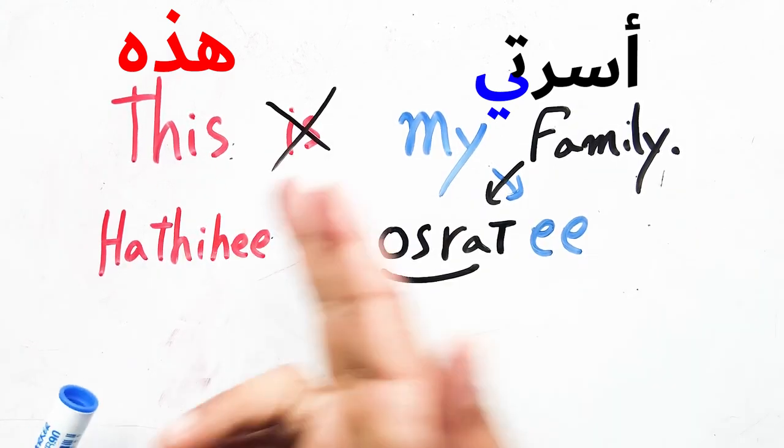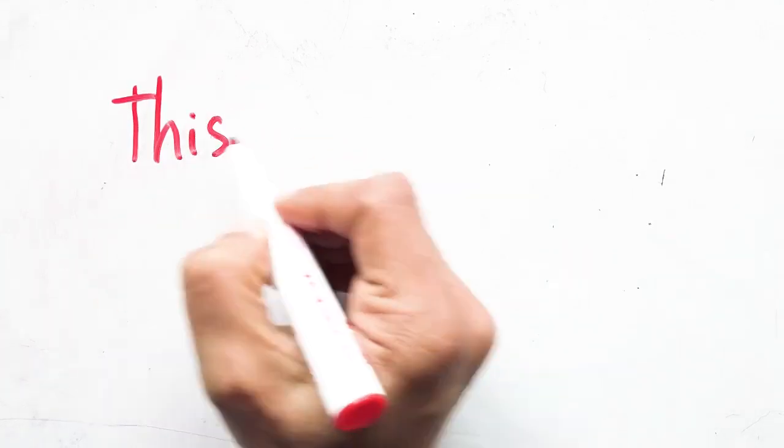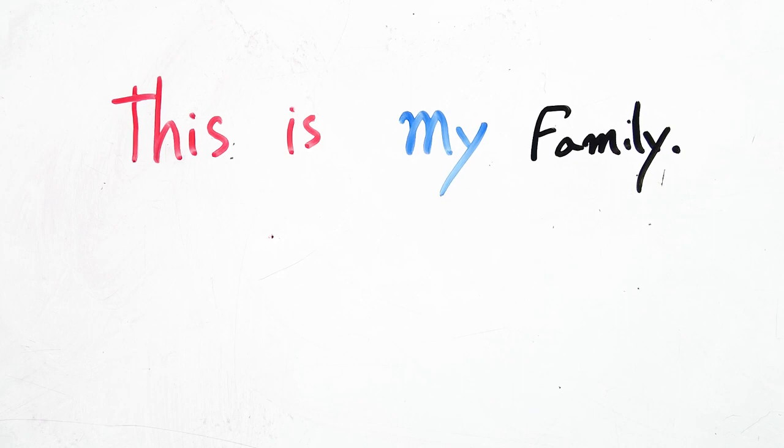So let's get started. So now I wanna write, this is my family in Arabic. Let's write it first in English. This is. Okay, let's start by this word. I'm gonna write it word by word.